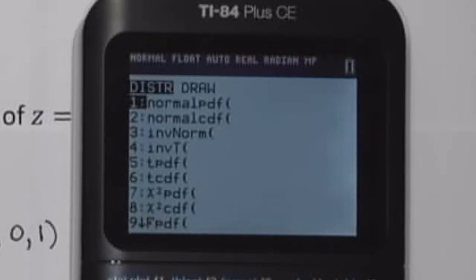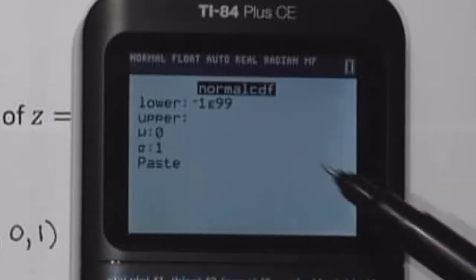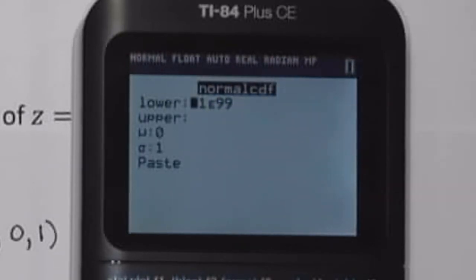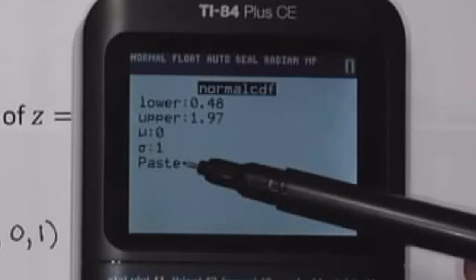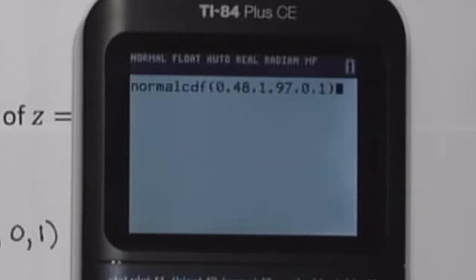Okay? Now what we're going to be using is this CDF command. So it's number 2 here. So I'm going to select that. Now on the newer calculators like I have here, when I select that, it gives me this window, and I'm supposed to enter the lower bound and the upper bound. So my lower bound is 0.48 and my upper bound is 1.97. My mean is 0 and my standard deviation is 1. And so I'm going to paste that.